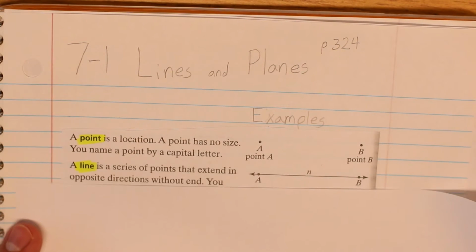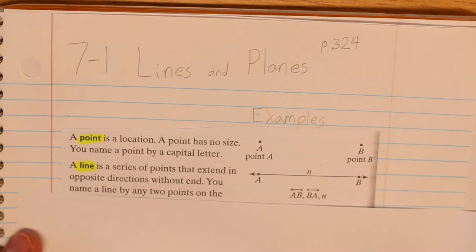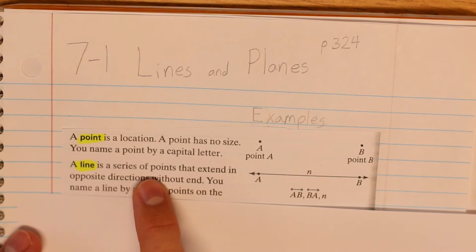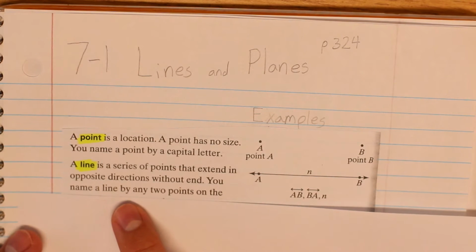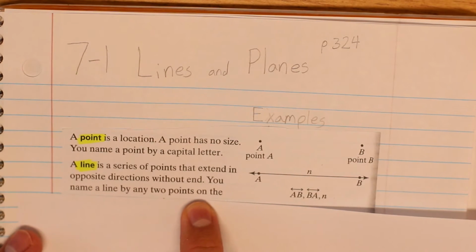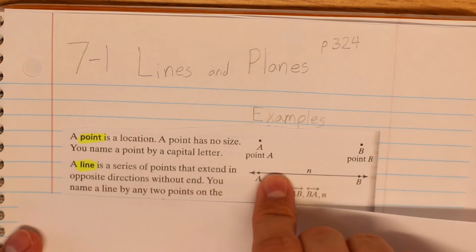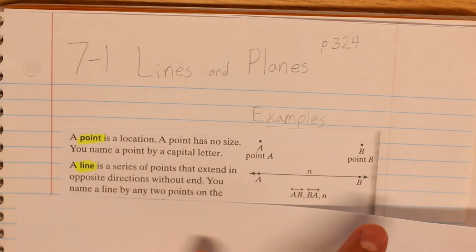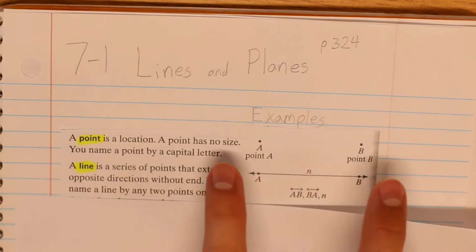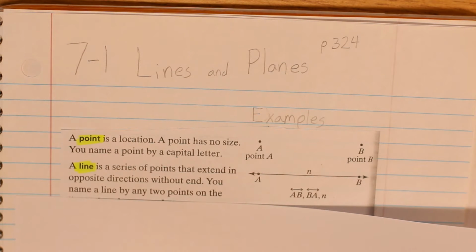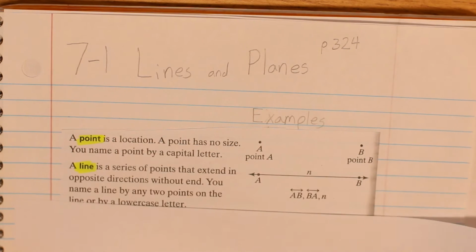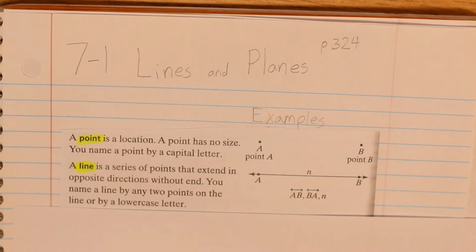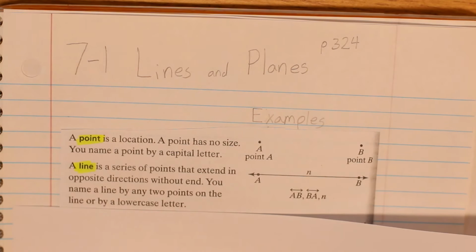Pretty simple. Next, you have a line. Now, a line is a series of points that extends in opposite directions without end. You name a line by any 2 points on it. So any 2 points on it. These are not the end points because a line keeps going. That's what those arrows tell you. It just keeps going and going forever into infinity. That's the geometry definition of a line. Remember, if I'm going too fast for you, pause the video to copy down this stuff and then listen, okay? But make sure you do listen.